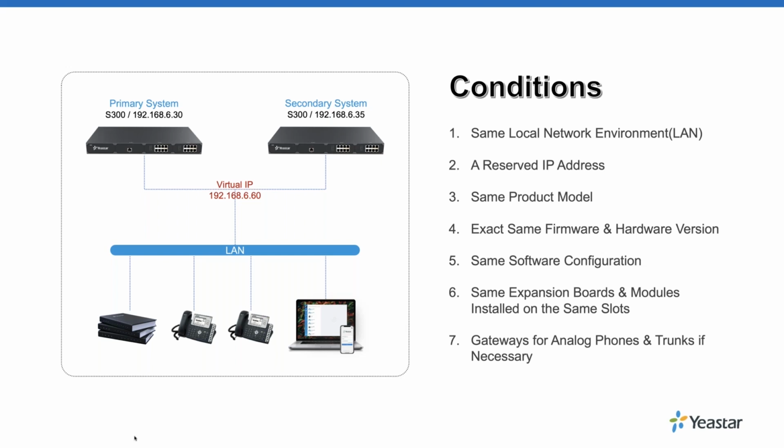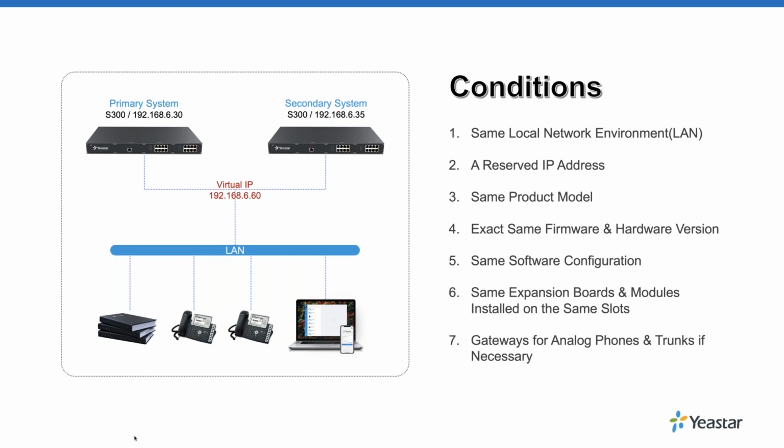Okay. Next one, the software configuration. This is pretty simple. When you try to make the redundancy solution work, definitely you're going to make sure they both have the same configuration. You create an IVR here, you're going to create an IVR there, right? This is very important. And the next one, most people might probably ignore this, but this is very important: the expansion boards or modules installation.